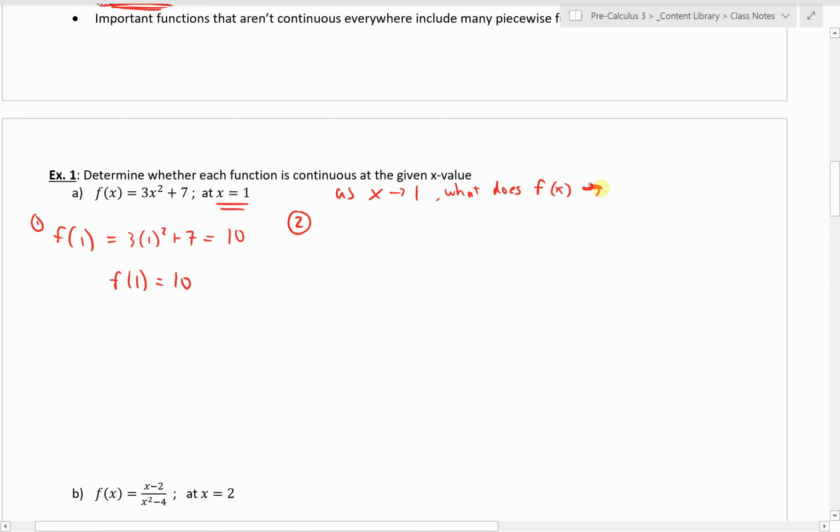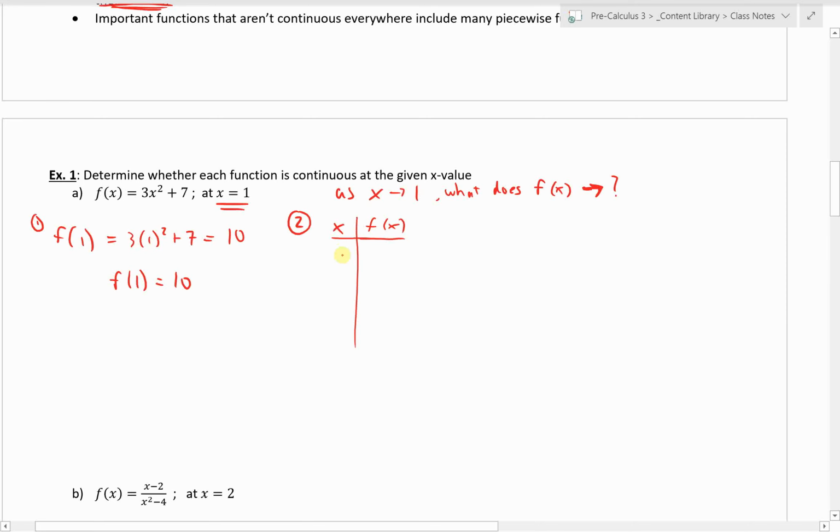What does f of x approach? So what we're going to do is just make a table here. I'm going to make a table of x values that are getting close to 1 and find the corresponding y values and see if they're going towards some specific number.